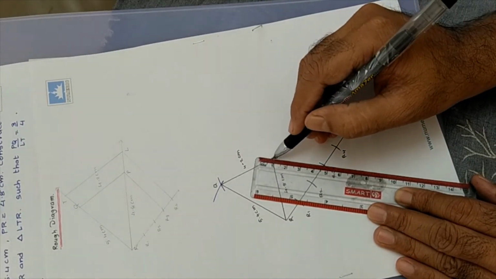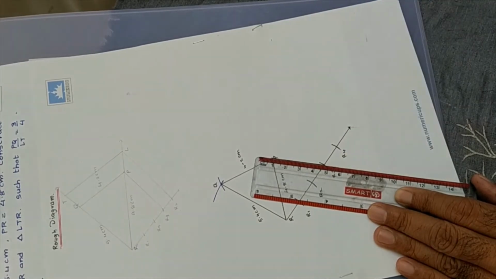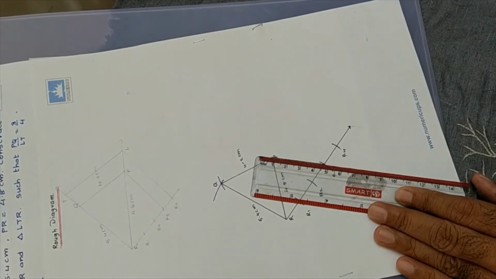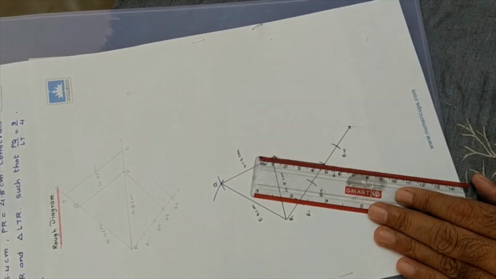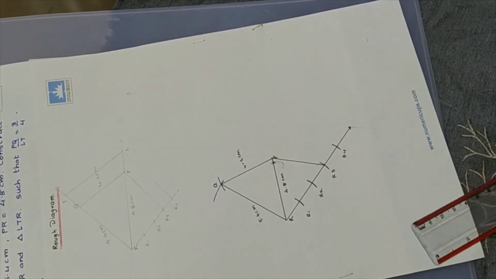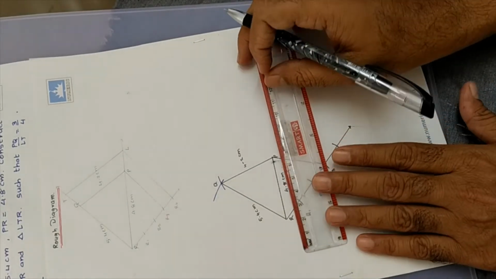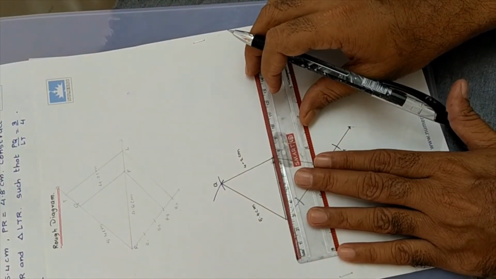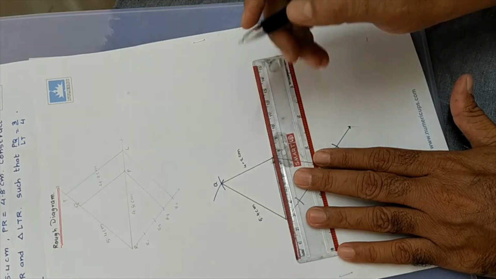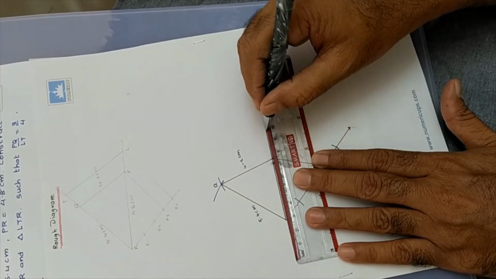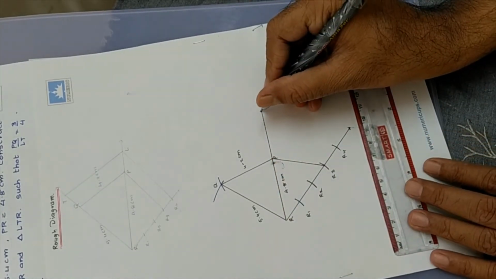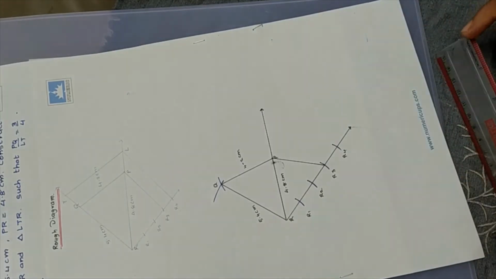Be careful, because although it looks very easy, somewhere you will get your marks deducted if something is wrong. See, like this, R3 with P we have joined. Now after this, you are going to extend RP in the same direction. Okay, don't deviate anywhere like this. See, and give the arrow, very important.